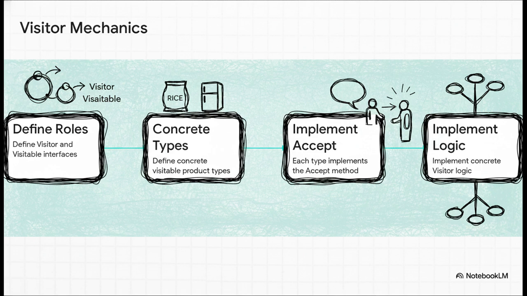Third, and pay attention, because this is the magic step, each of those concrete types implements an accept method. All this method does is take in a visitor and essentially say, hey, visitor, come on in and visit me. Finally, step 4, you write your actual visitor logic, implementing specific calculation methods for each product type it visits.